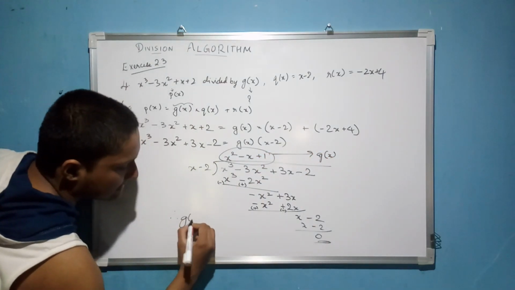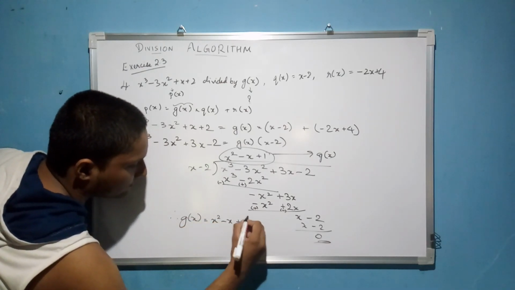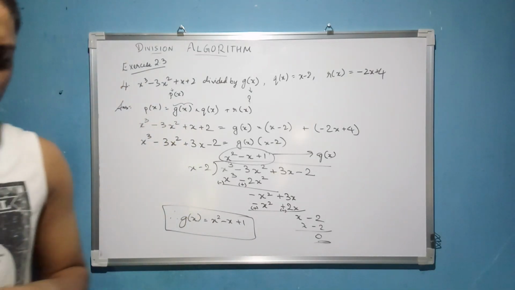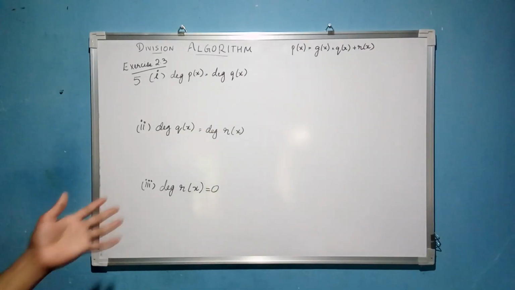Therefore, g of x is equal to x square minus x plus 1. This is the conclusion. The next question is all about giving examples. This is the fifth question.